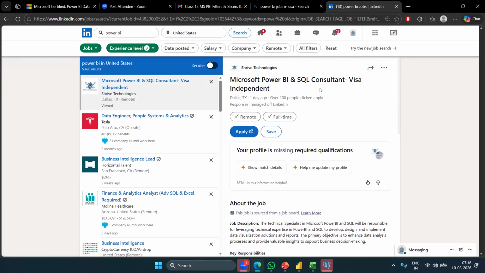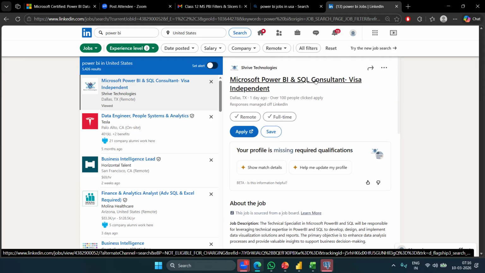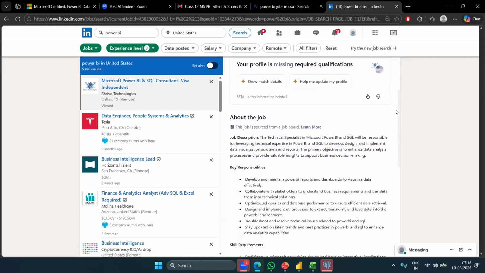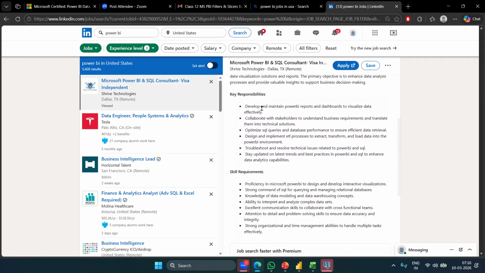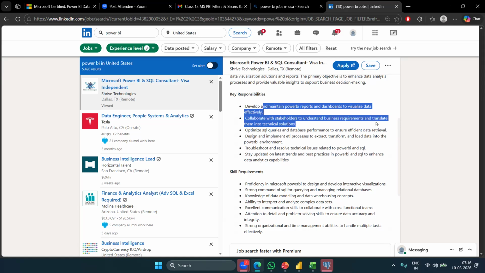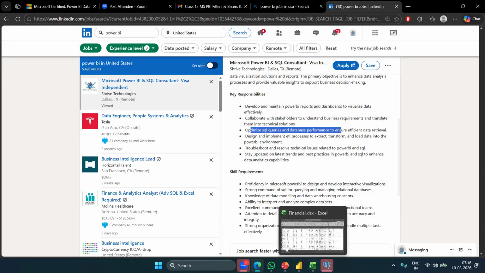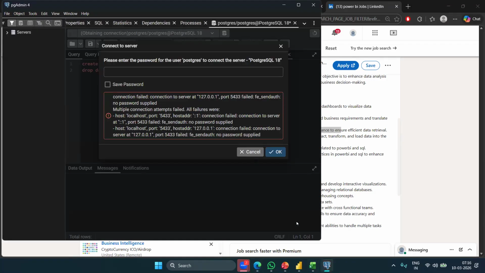Now, Microsoft Power BI and SQL consultant. So let us go to this one to see what I see. Develop and maintain Power BI reports and dashboards to visualize data effectively. Collaborate with stakeholders to understand the business requirement. Optimize SQL queries and database performance. So to make sure that we are fitting for this particular line, yes, we are also touching base with the SQL.